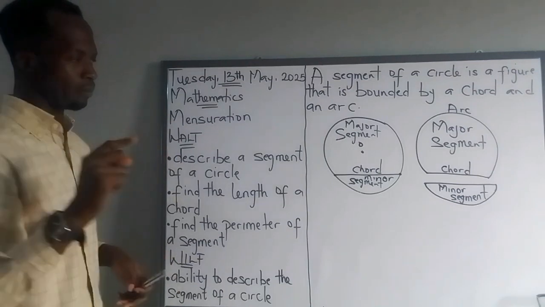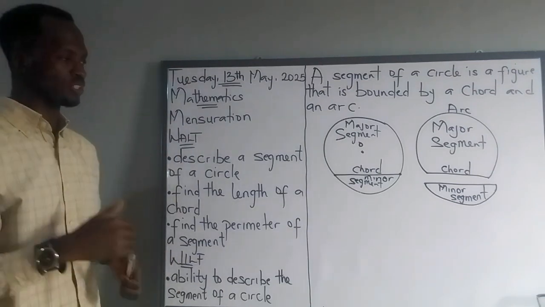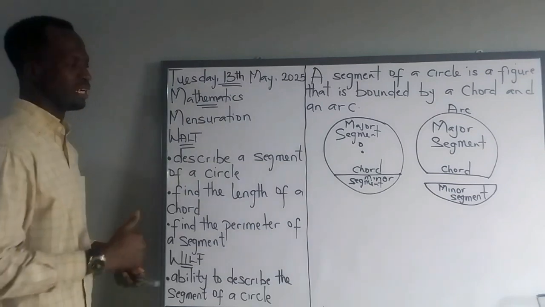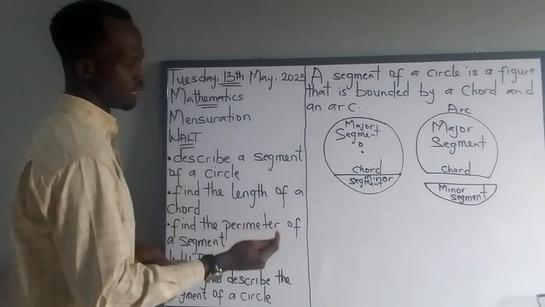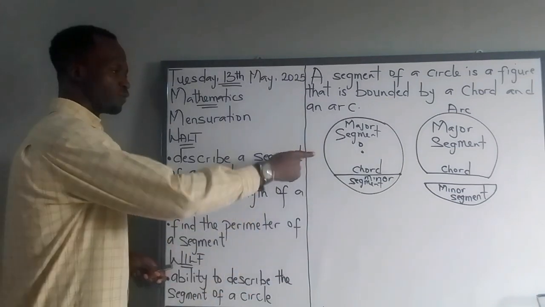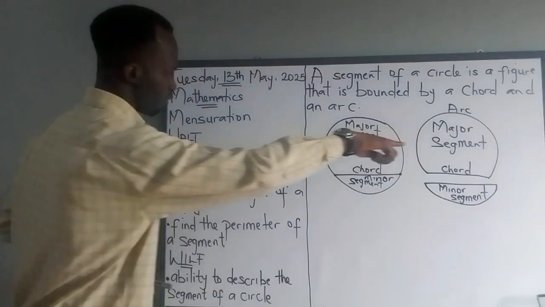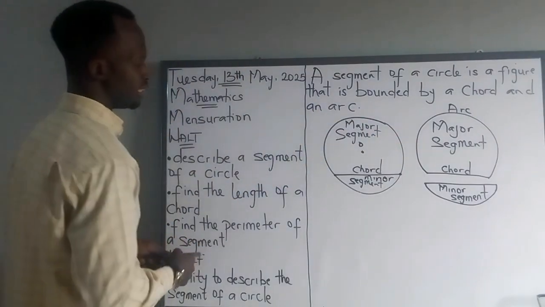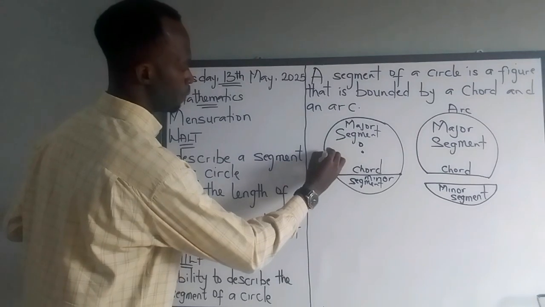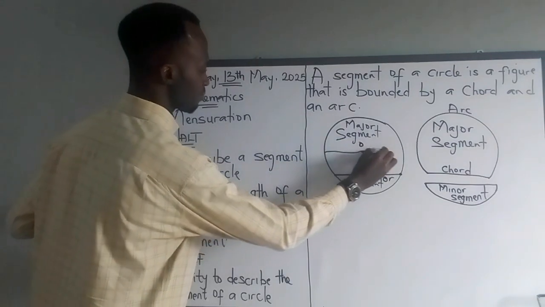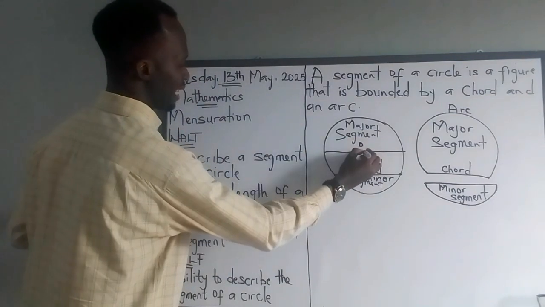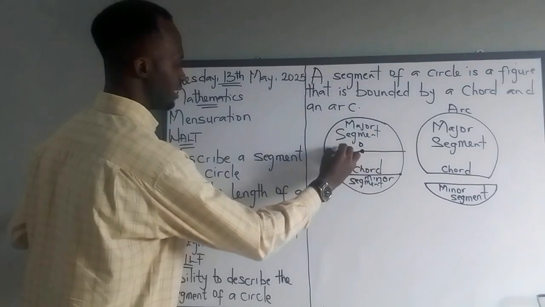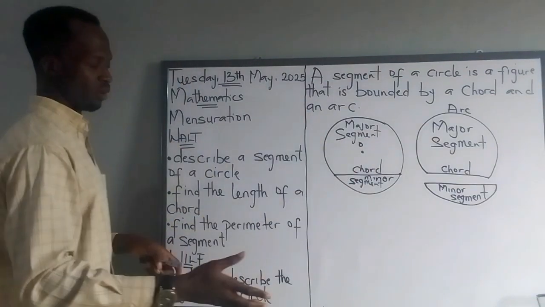But then there is a chord called a diameter. I've also mentioned in previous classes that a diameter is also a chord because it is drawn from one end of the circumference to the other end of the circumference. The only difference is that the diameter passes through the center. It's a line that passes through the center of the circle. So this is the equal part.